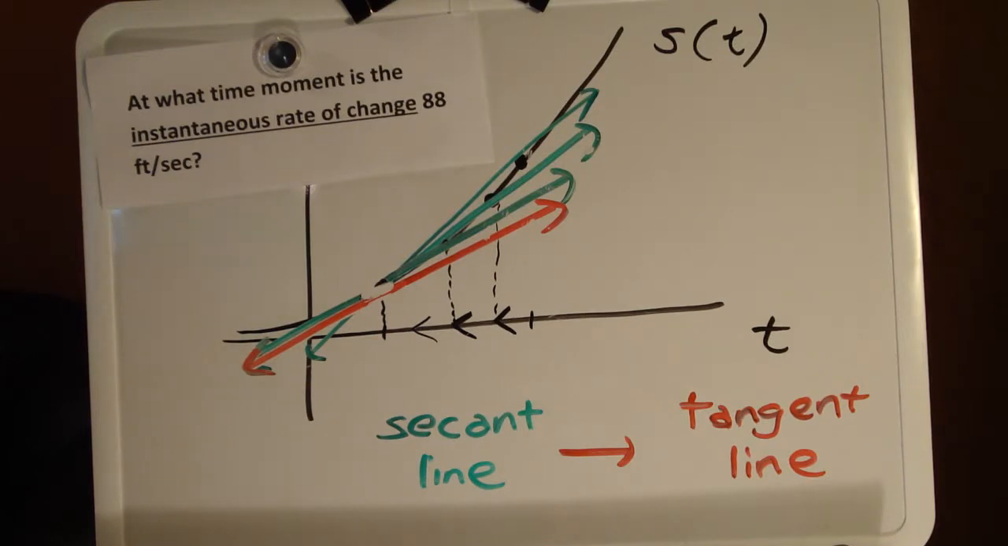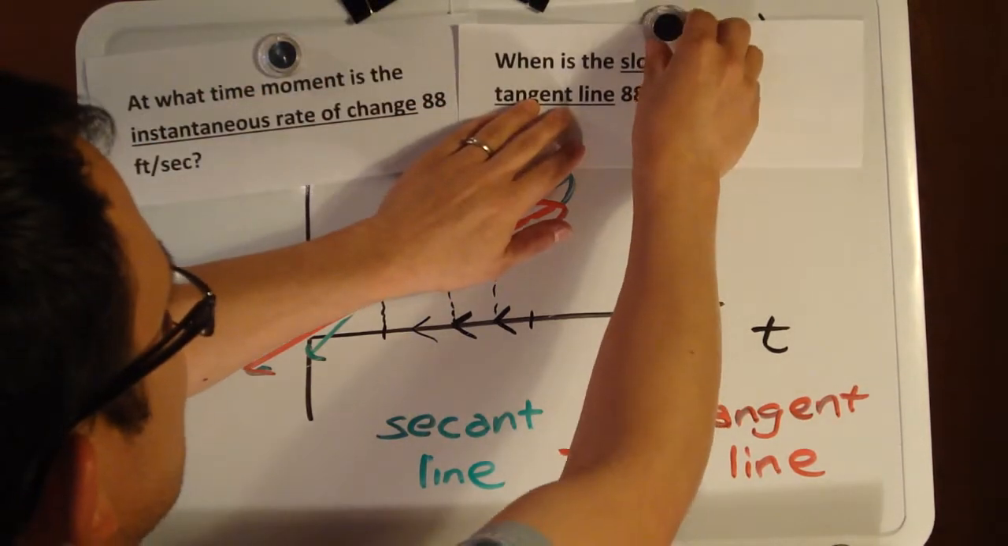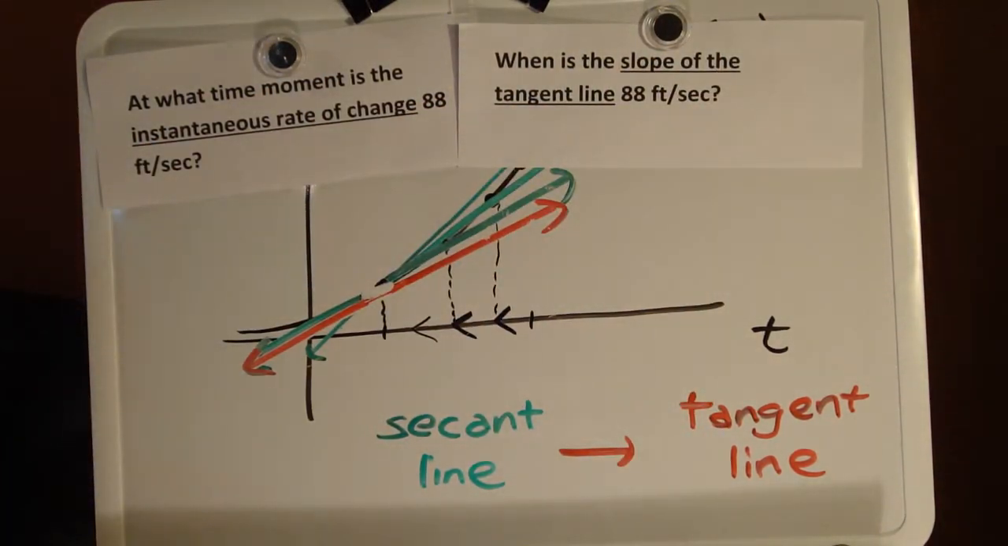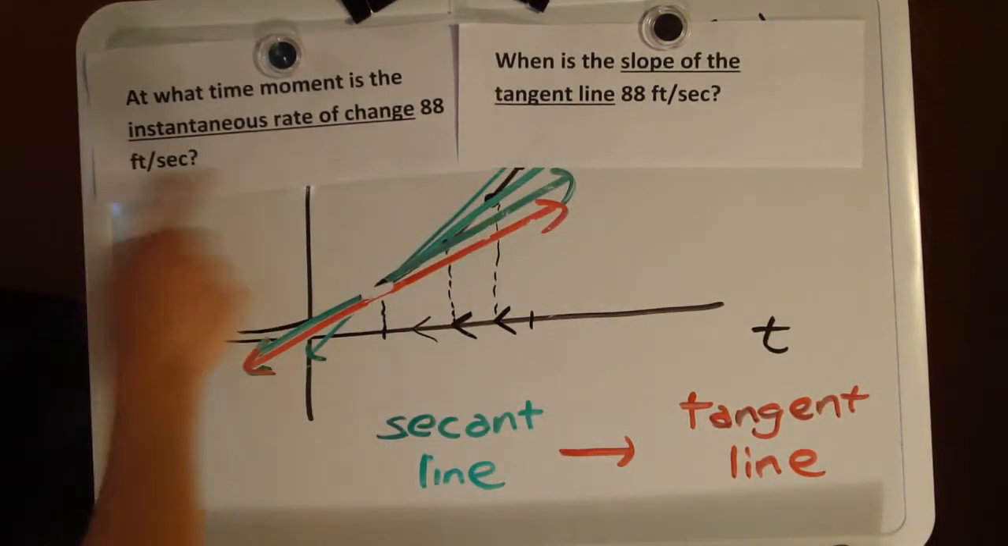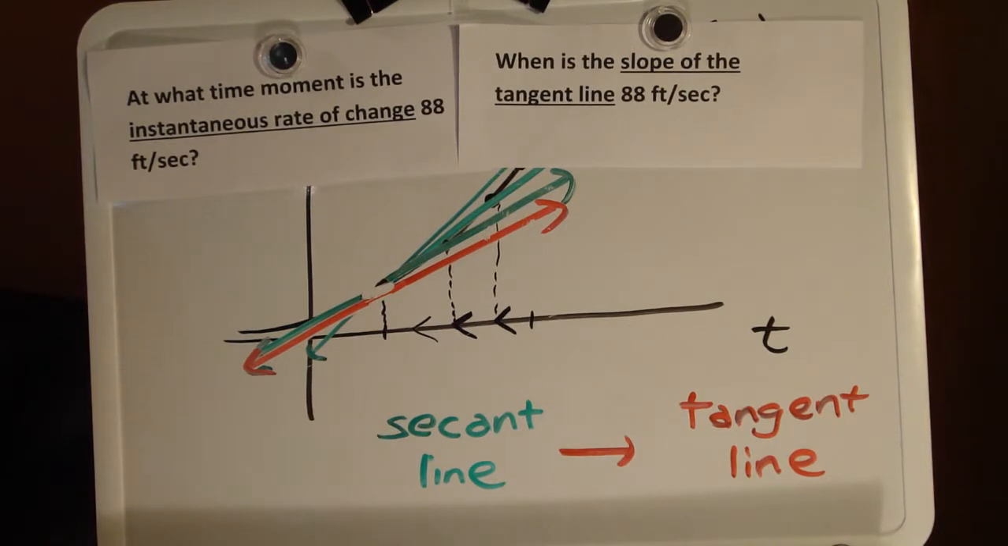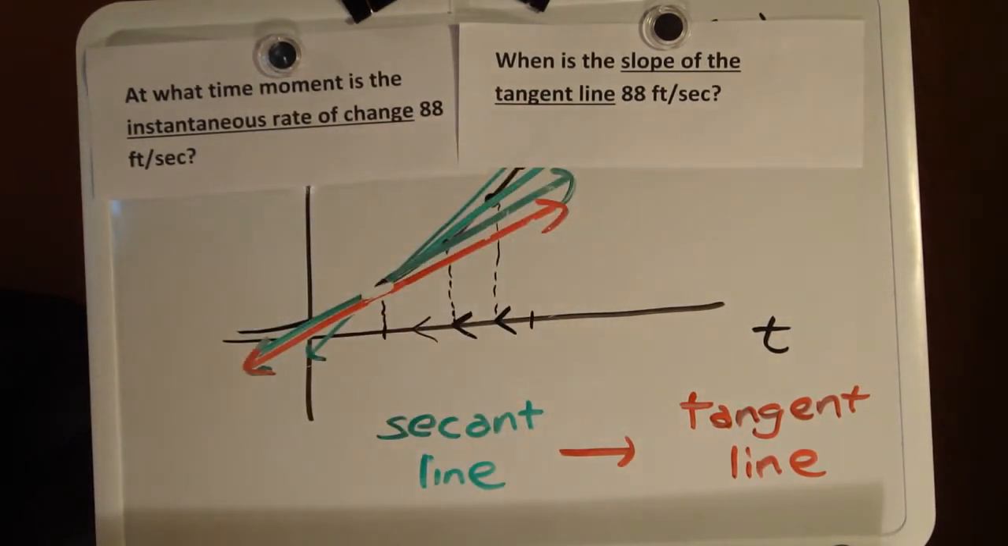And so what we're finding out geometrically, when we look at this mathematically and in a graph, there's another question that appears to be different, right? And this question is, when is the slope of the tangent line 88 feet per second? And what we have found out in this little video is that these questions actually have the same answer, right? So at what time moment is the instantaneous rate of change 88 feet per second? It's around 4.2 seconds, 4.17. And when is the slope of the tangent line 88 feet per second? That's the same thing. And that's what we're seeing from this, that these are two ways of formulating the exact same question.